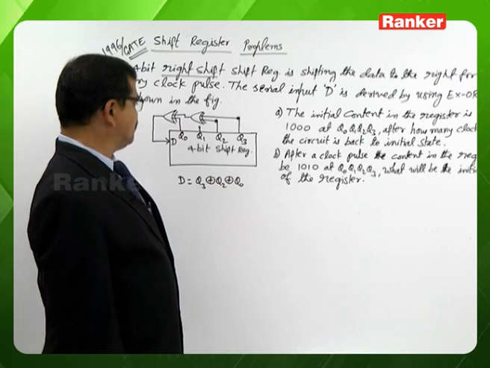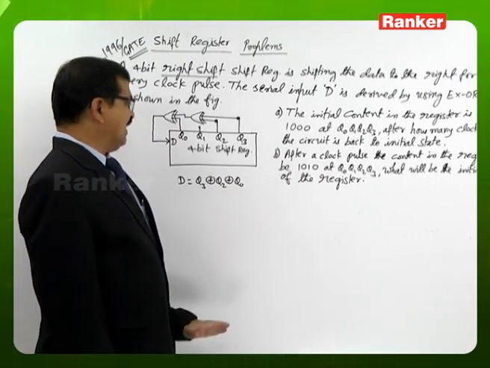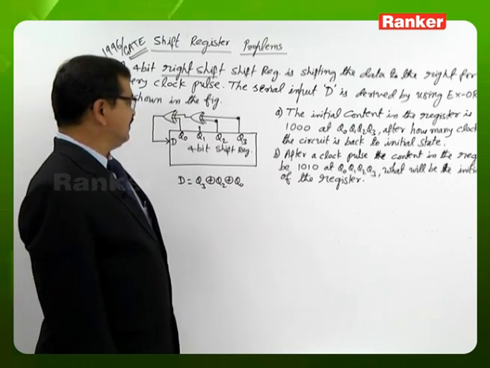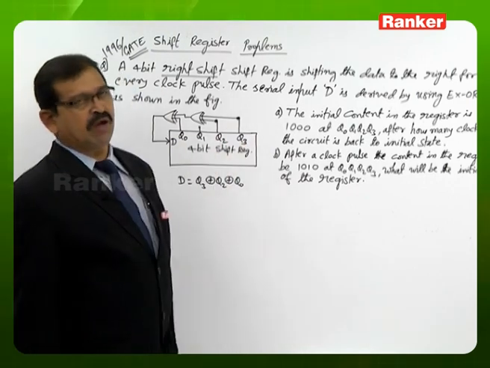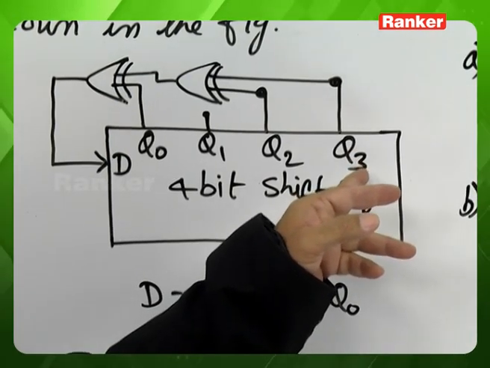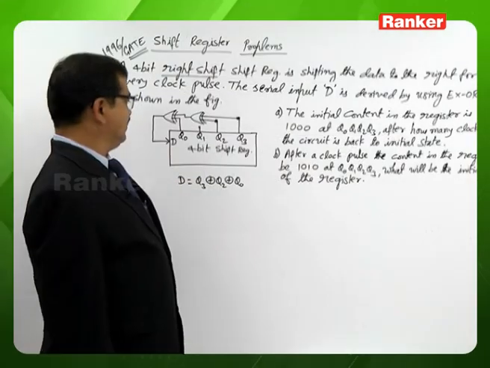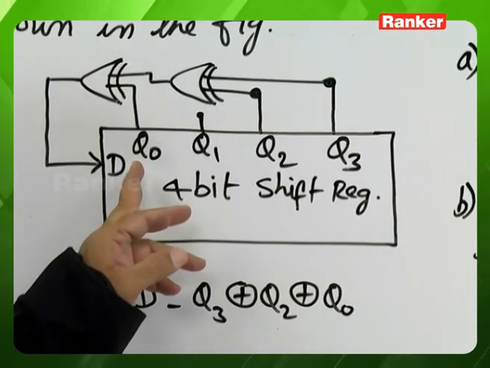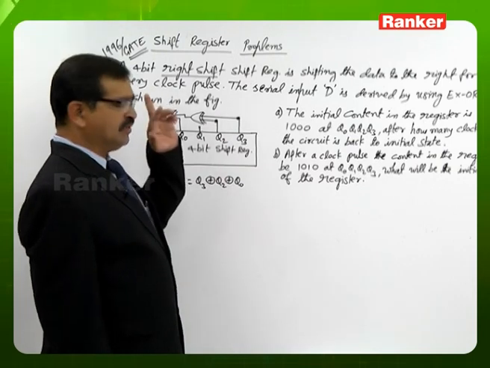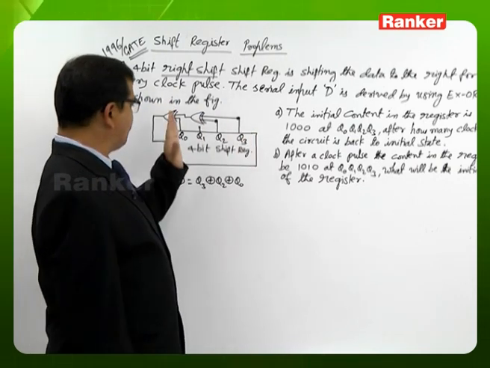Once it is a right shift register, the data will be shifting from MSB to LSB. Based on this problem description, based on this figure, the MSB bit is the flip-flop 3 output, that is Q3. The LSB bit is the flip-flop 0 output, that is Q0. So the data will be shifting from flip-flop 3 to flip-flop 0.